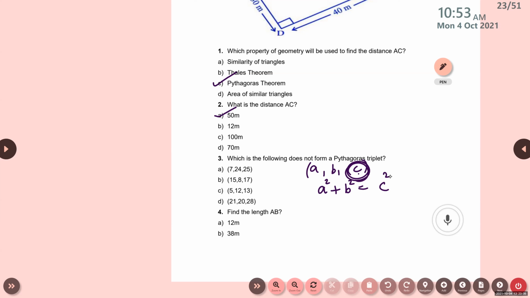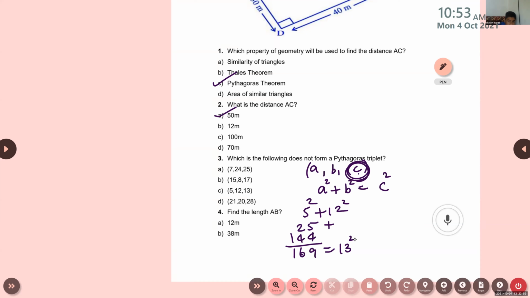Option C. 5 square plus 12 square. You check it. 25 plus 144 is 169, which is 13 square. Is it or not? So what is the answer? Which one will not satisfy?